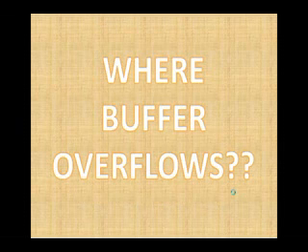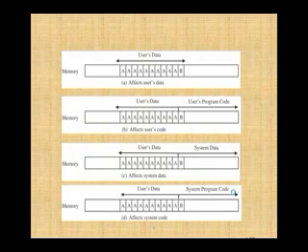Now let's look at where buffer overflows. The security implication of it depends on where the overflow goes to, either affecting the user data, user's program code, system data, or system program code.